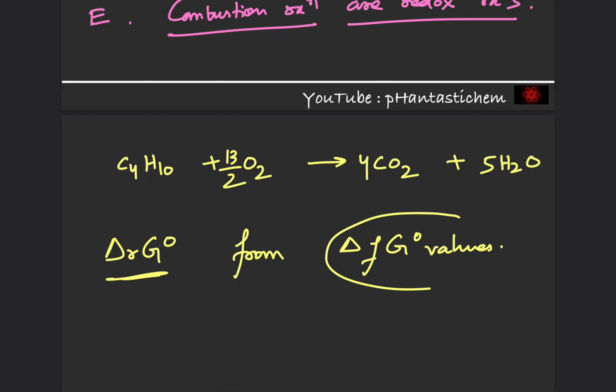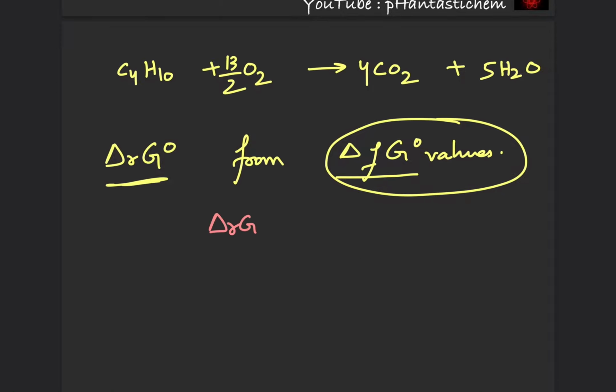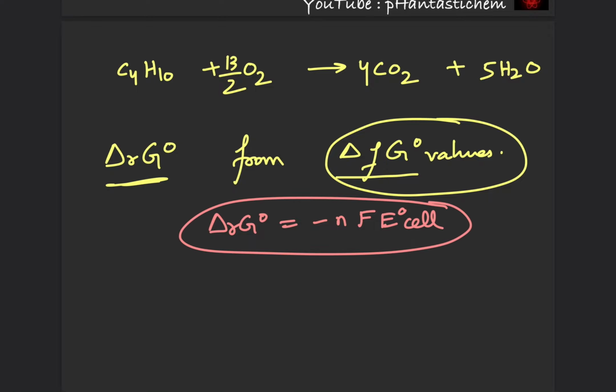And these values are given to us. What is delta F G naught? Delta F G naught is the standard free energy of formation of the products and reactants involved in the reaction. And then we can apply the relation, that is delta R G naught is equal to minus NF E naught cell. So this is how we are going to approach our problem.